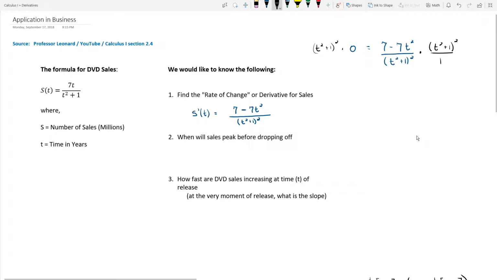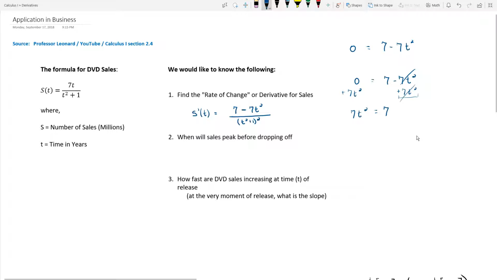You can see that this cancels, and 0 times anything is still 0. So then it's really just a very basic algebra problem. And we can add 7t squared to both sides. This is one term, so plus 7t squared. And we have 7t squared is equal to 7.